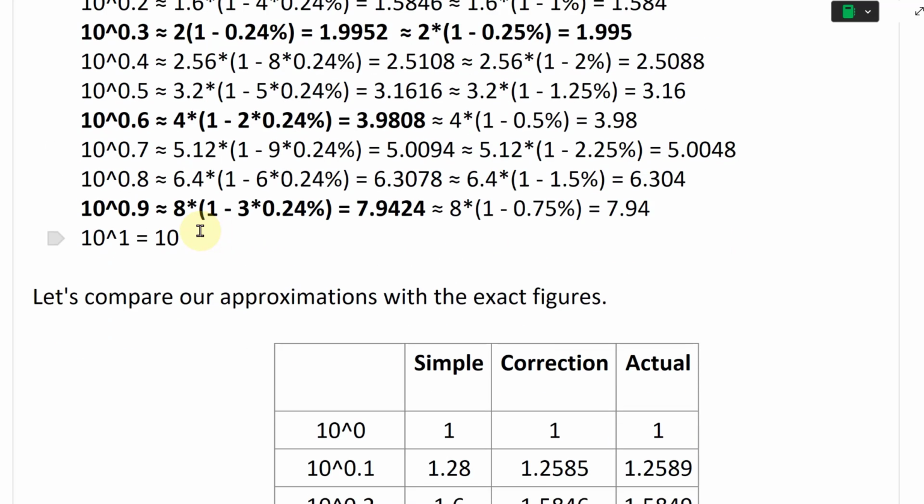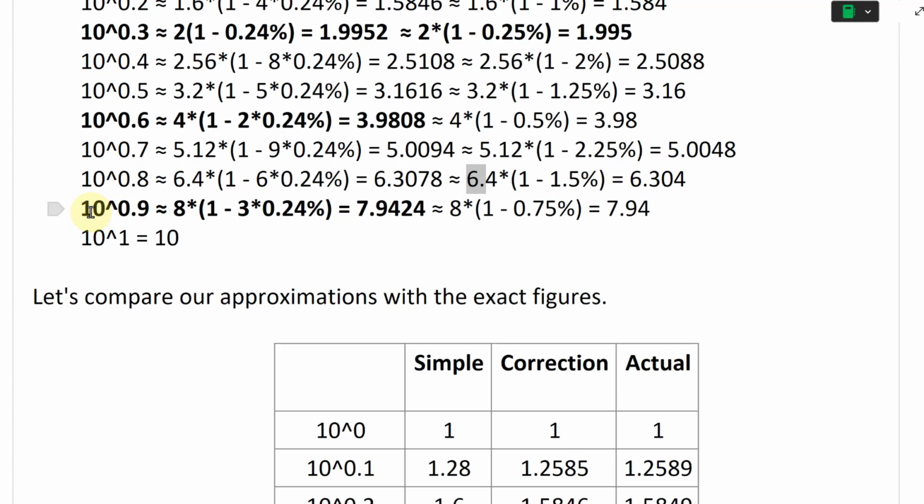And then 10 to the 0.8, this is the error 6 times. So you're going to subtract that error, 6 times that 0.24% or 0.25%, which is going to be 1.5% error. So basically, the answer is 6.4 minus 1.5% error.